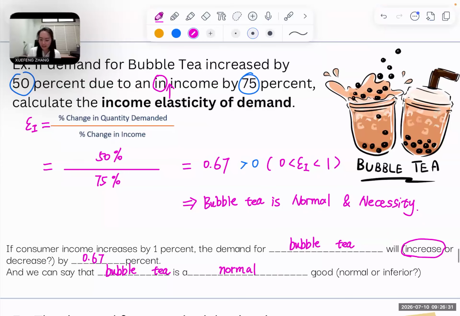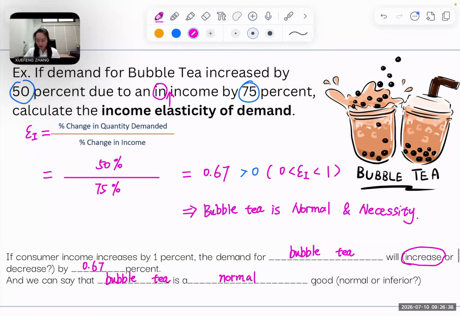Okay, all right. Let's get more practice, okay? And check the intuition. Think about it, okay?